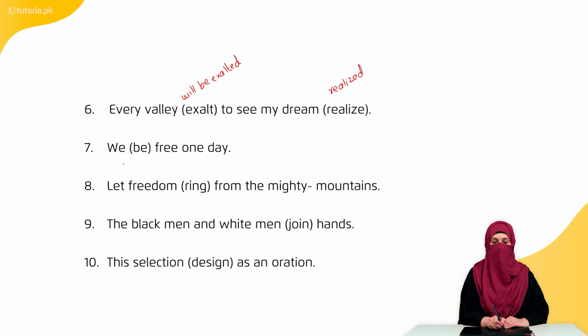Seventh statement is we be free one day, and the correct form of verb is we will be free. Eighth statement is let freedom ring from the mighty mountains, and here the same is the correct form of verb. Ninth statement is the black men and white men join hands, and the correct form of verb is will join hands. The last statement is this selection designed as an oration, and the correct form of verb is this selection was designed.